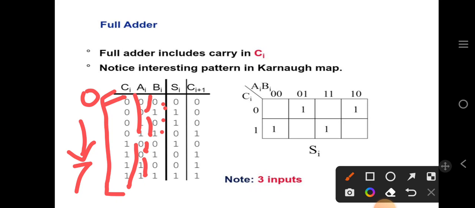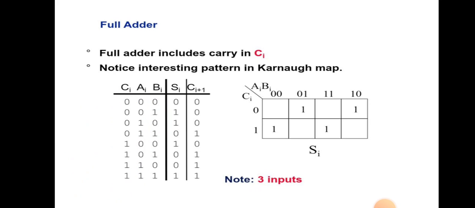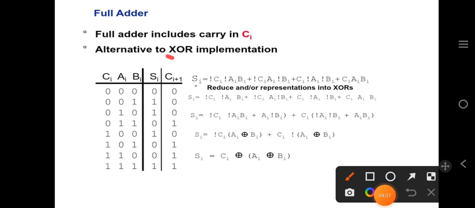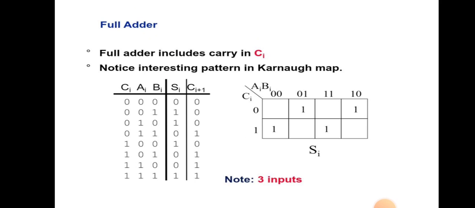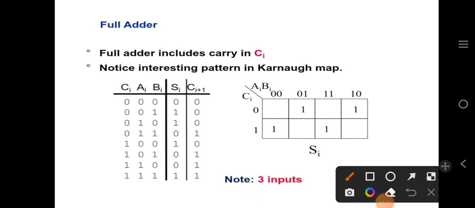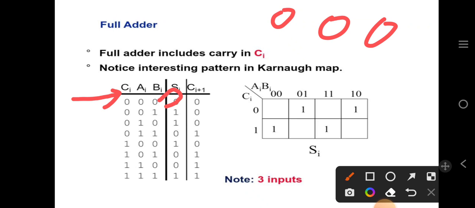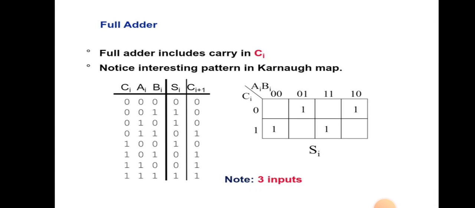Now the outputs. These are the sum and carry outputs of the full adder. One important thing is that a full adder is an alternative to the XOR implementation. So remember this is an XOR implementation, and this is an addition. You can write down the output by adding these 3 bits. So 0 0 0, what will be the addition? It will be 0 and there will be no carry, so the carry output will also be 0.